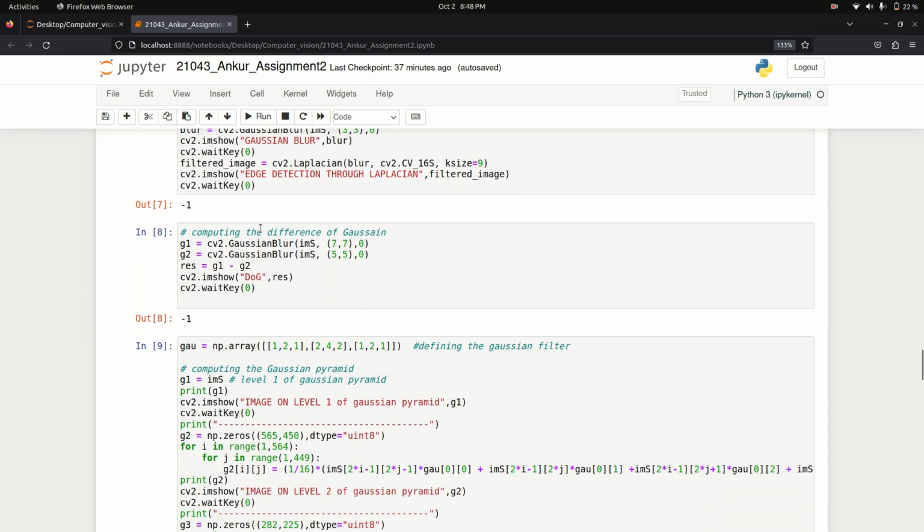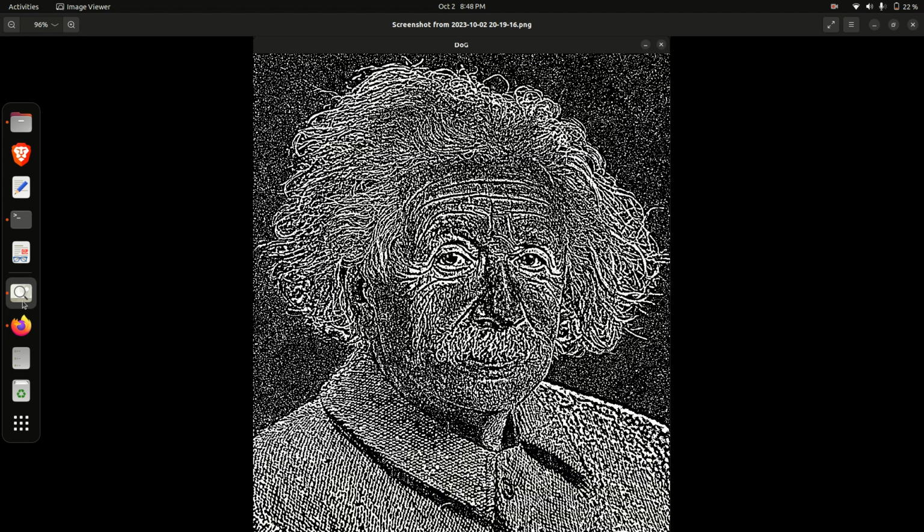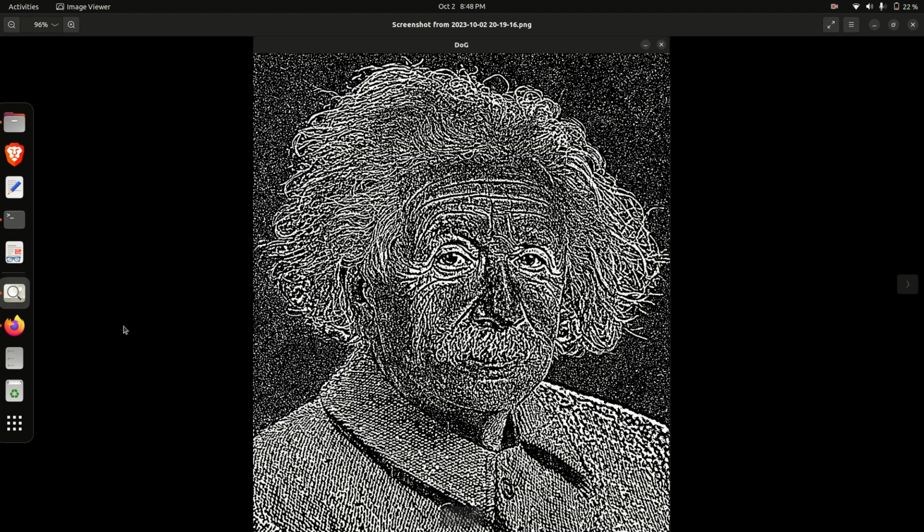And after this, I have computed the difference of Gaussian. For difference of Gaussian, I have used Gaussian blur of two different sizes, which is basically Gaussian blur of kernel size 7 and kernel size 5, and then I have subtracted them to get the difference of Gaussian. This is the result of difference of Gaussian. It is similar to edge detection, as it is kind of detecting the edges.